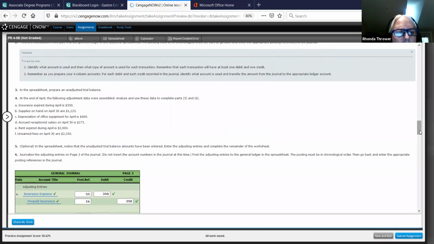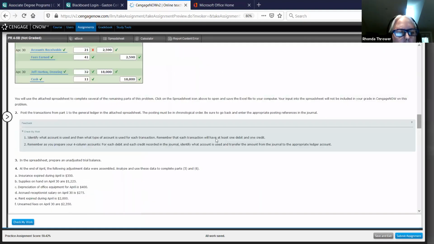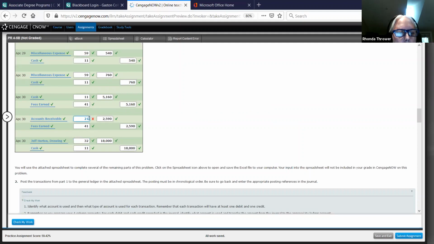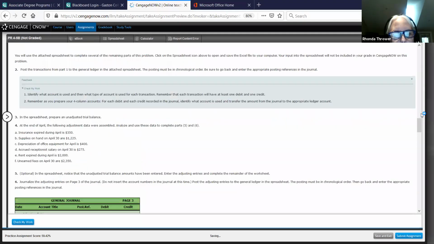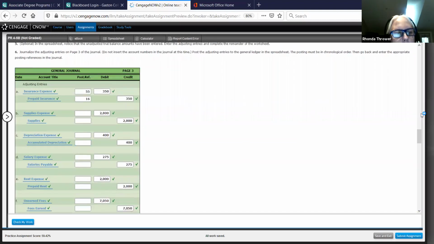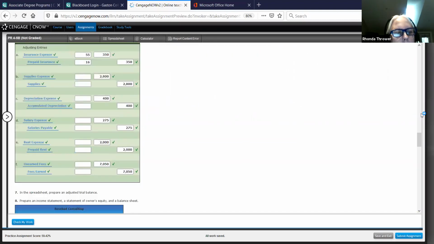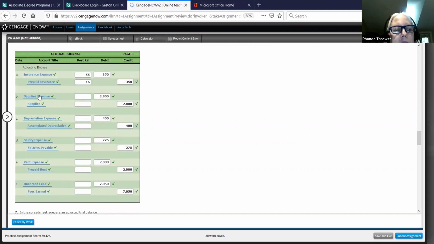And I see a mistake up here, which I didn't catch a while ago. Okay, accounts receivable is not 2-1. It's probably 1-2. There we go. Fix that up. All right, and then you post the rest of these just like I've done this one.